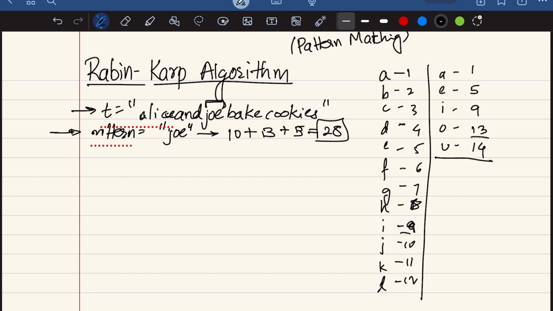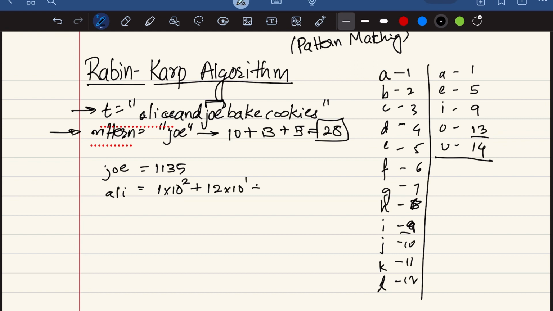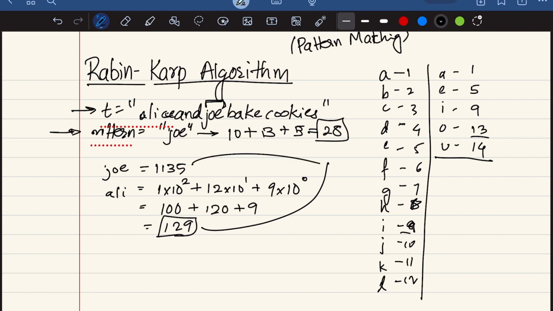So we have this string, and if we use the same method, what we got was 1135 for Joe. So the same thing we are going to do for the first 3 letters that we have. So we have 1 into 10 raised to 2 plus L was 12 into 10 raised to 1 plus I was 9 into 10 raised to 0, which is nothing but 100 plus 120 plus 9. So it is 129, which doesn't match with 1135.